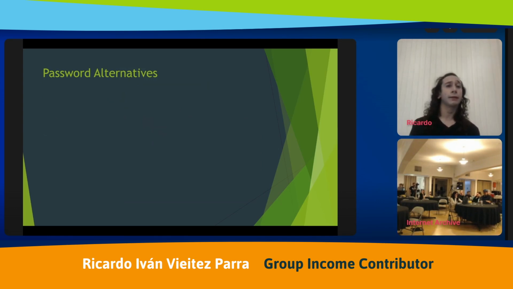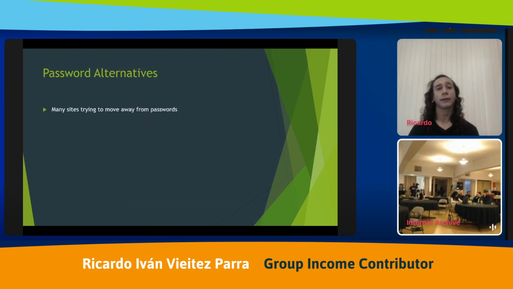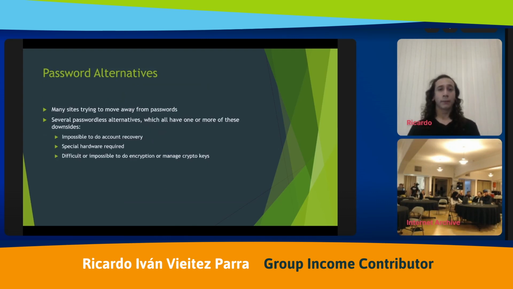So let's look first then at some password alternatives, since after all, it looks like these days there are many sites that are trying to move away from passwords, so we could do that, right? Well, we could, and in fact, there are several alternatives at our disposal for doing this, but they also don't have all the desired properties, because if you look at all of these solutions, they typically have one of these issues.